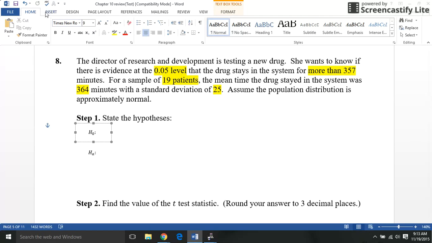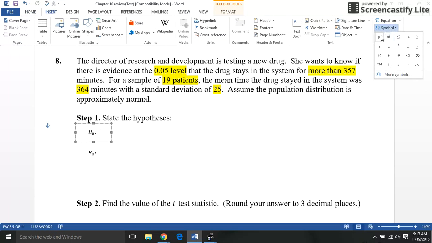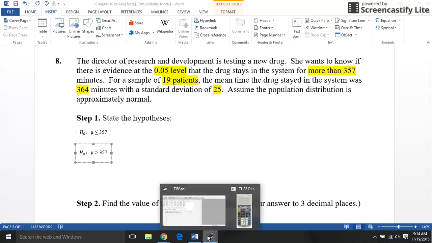Again, I'm talking about means, so I'm going to use my mu symbol, and of course, Hawks will give this to you. So I'm going over here and getting the mu. Okay, this one I'm going to start with my alternative because it says more than 357. So because that's the population mean, I'm going to put the mean is greater than 357. So I'm going to put the mathematical opposite for the null, which is going to be less than or equal to 357.